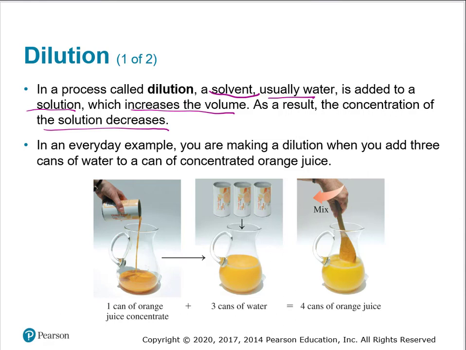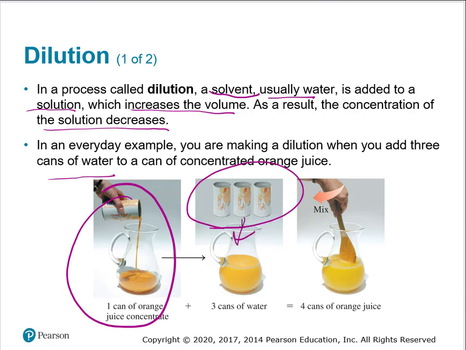In an everyday example, you are making a dilution when you add 3 cans of water to a can of concentrated orange juice. Look here, I've got my concentrated orange juice. This is very concentrated and it has a smaller volume. Then I add 3 cans of water. Notice my volume increases and now I have a diluted solution. But I don't just have a final volume of 3 cans of water. I have a final volume of 4 cans because I had 1 can of orange juice plus 3 cans of water. So my total volume would be 4 cans.